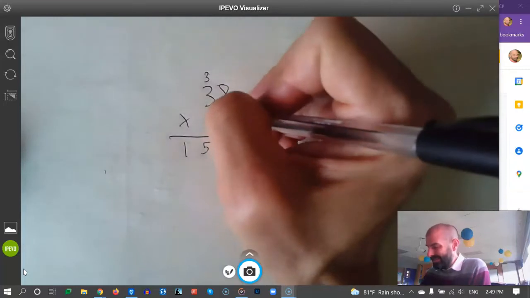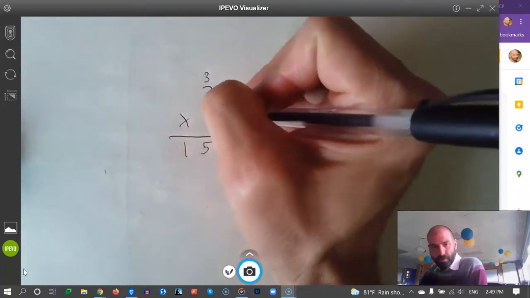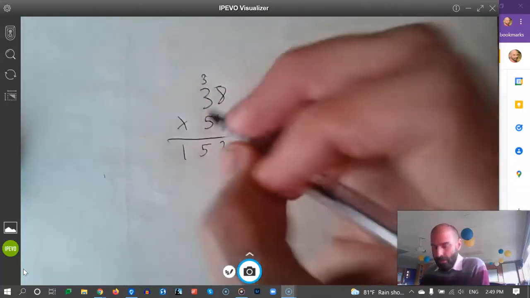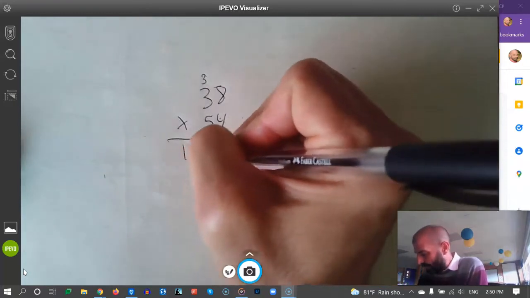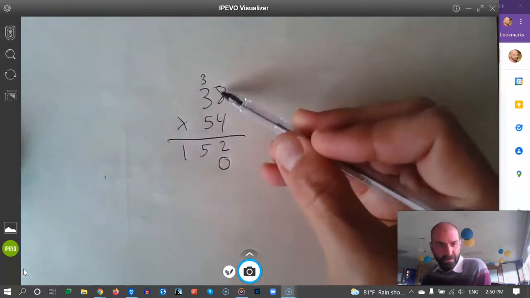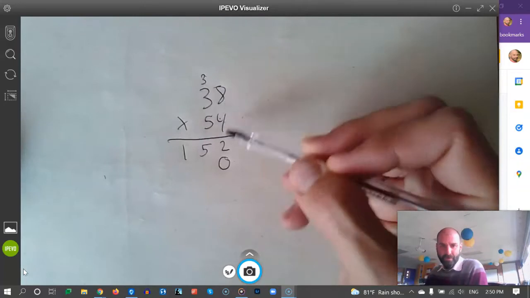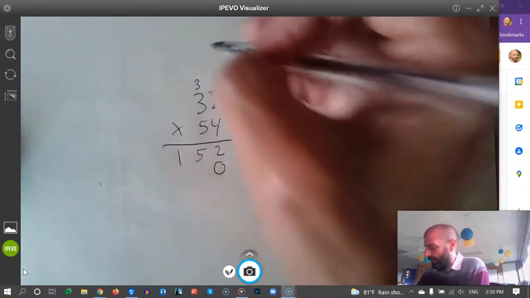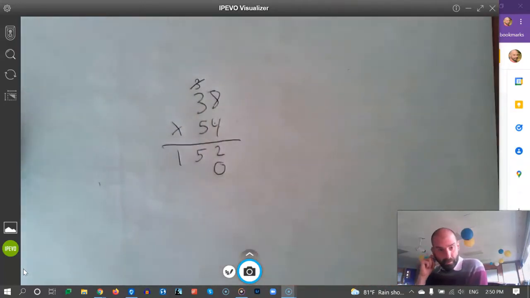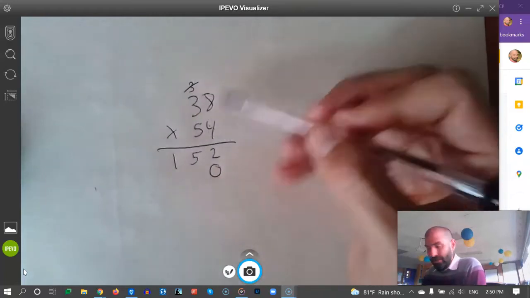So because the second digit we're doing is multiplying by a 10, we first have to respect that by putting a 0 here. Because this isn't just 5 times 38. It's actually 50 times 38. So that's going to shift that whole number down. We also need to cross this number out to help us out. Now, the process is the same.